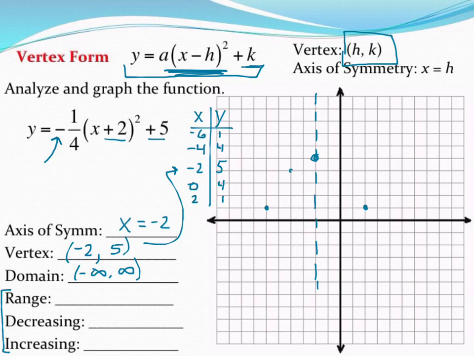(-4, 4) would be right here. Again, using symmetry, there better be a point right there, and sure enough, there is. (0, 4) was that point. So as nice of a smooth curve as you can, go ahead and connect those to make your parabola.